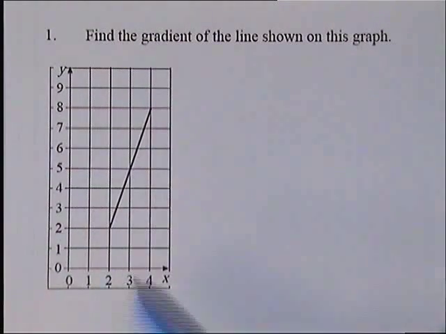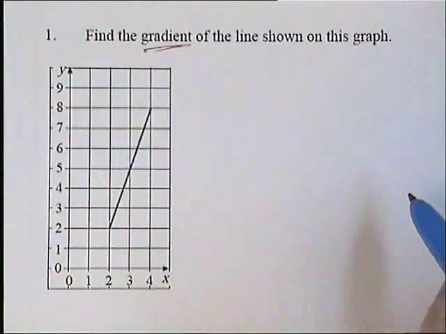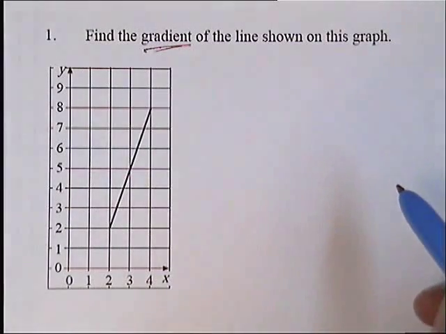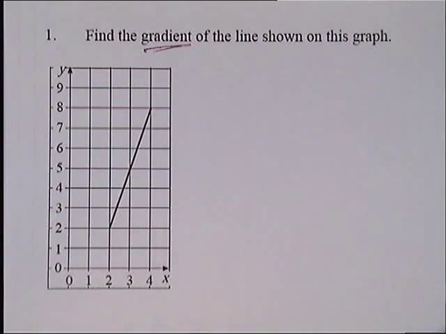In this question, we've got a set of axes, as if we're drawing a graph, and we've got a little bit of line on our graph. And we've got to find the gradient of the line. Well, gradient is a measure of how steep something is. You'll get a number answer.